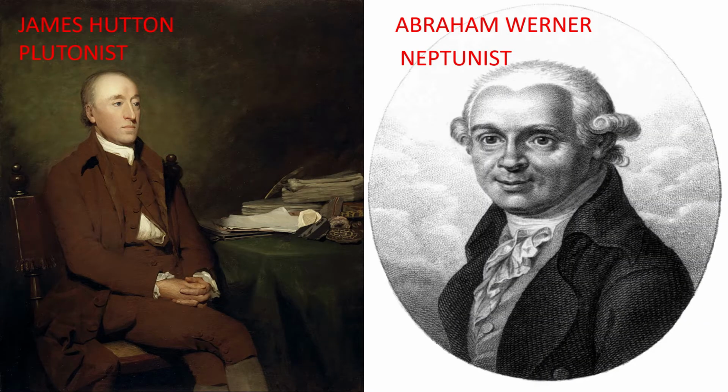James Hutton promoted the theory of Plutonism. His contemporary, Abraham Werner, took the side of the Bible and promoted the Neptunist theory. This supported the Bible and was the accepted understanding of geology in the 18th century, that all rocks had precipitated out of a single enormous flood.